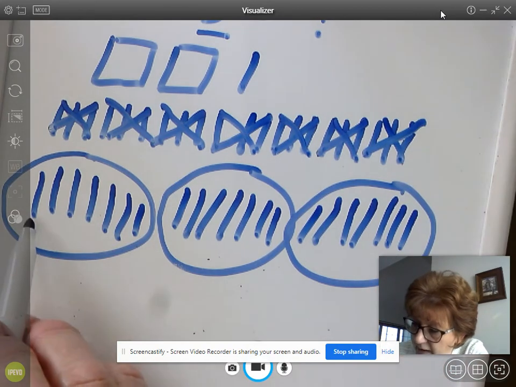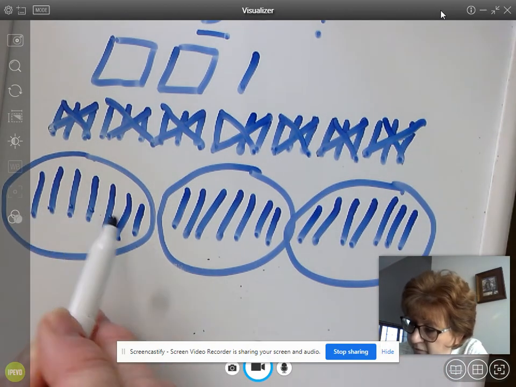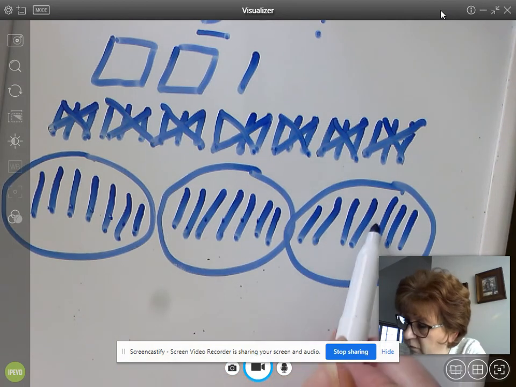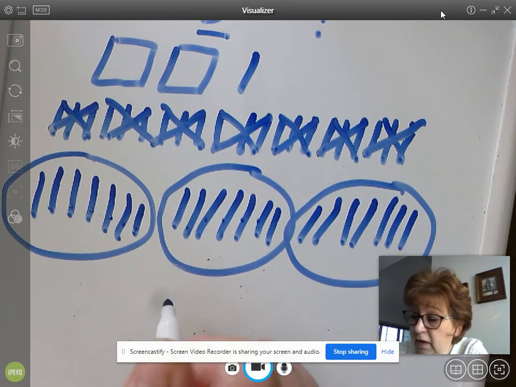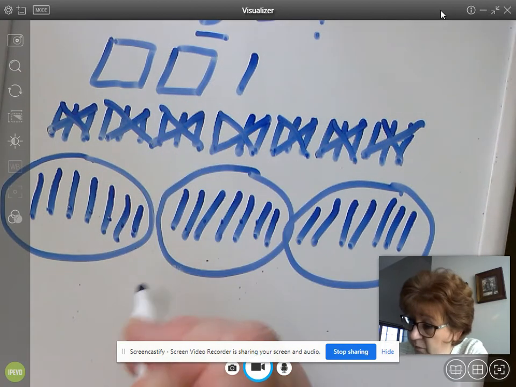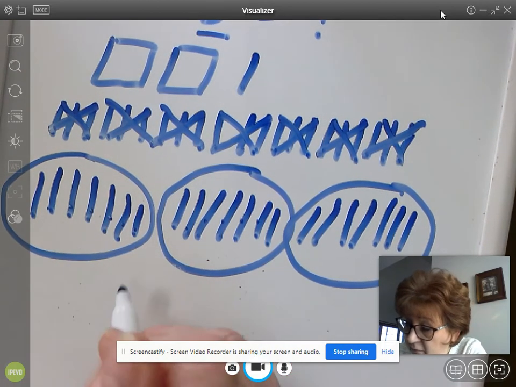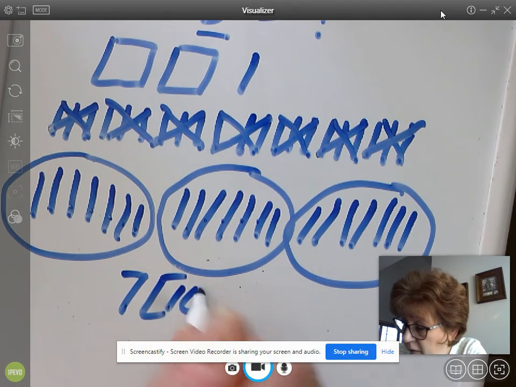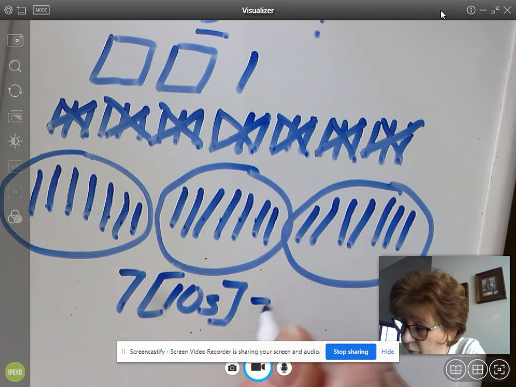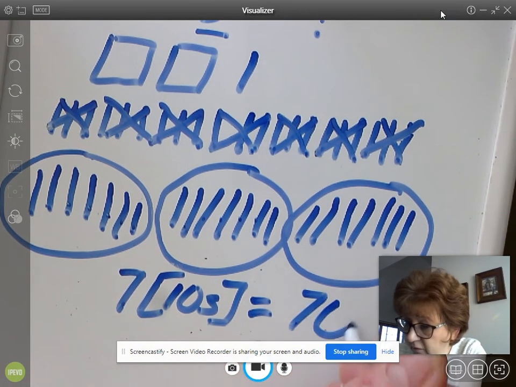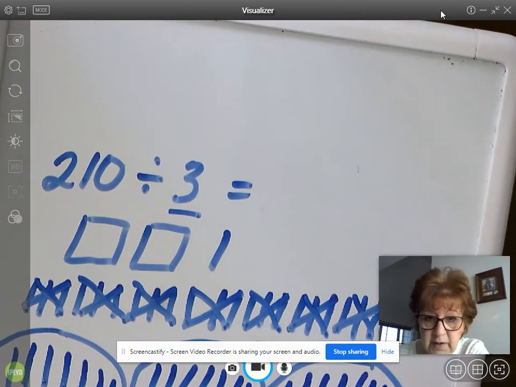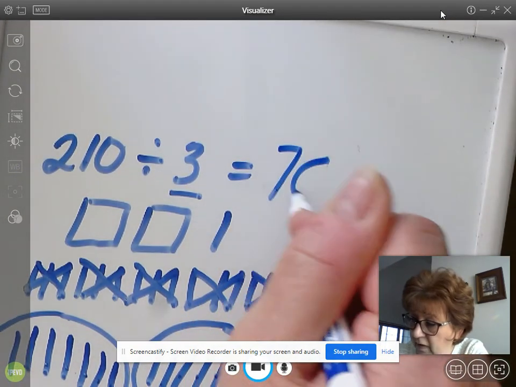Okay, so I have 1, 2, 3, 4, 5, 6, 7 longs. 3, 4, 5, 6, 7. 1, 2, 3, 4, 5, 6, 7. So if I divide 210 by 3, I get 7 longs, which are tens. So 7 tens, which equals 70. So 210 divided by 3 equals 70.